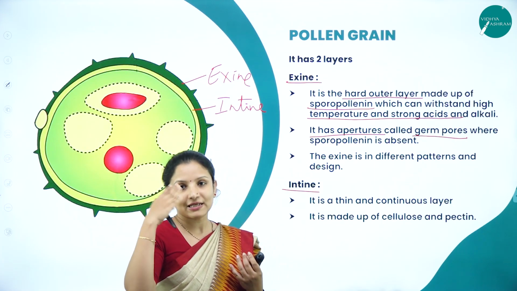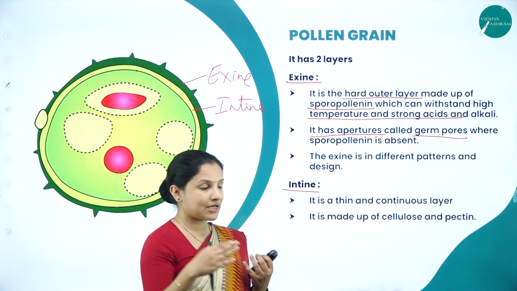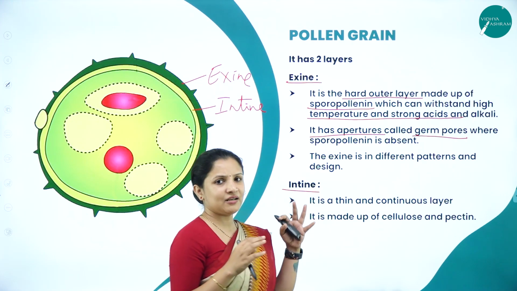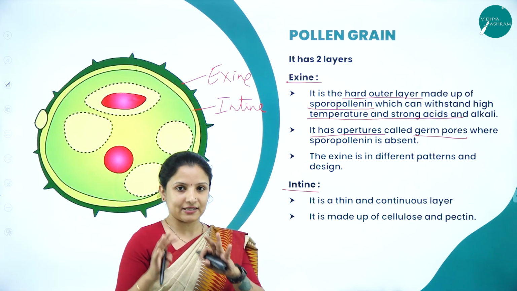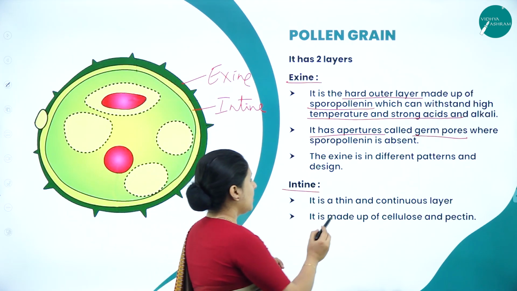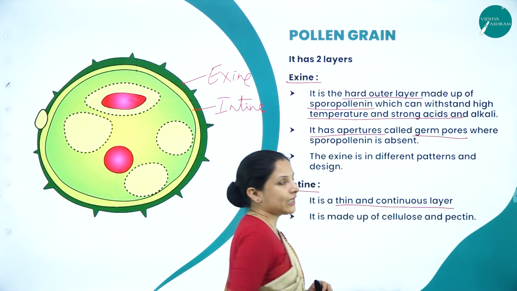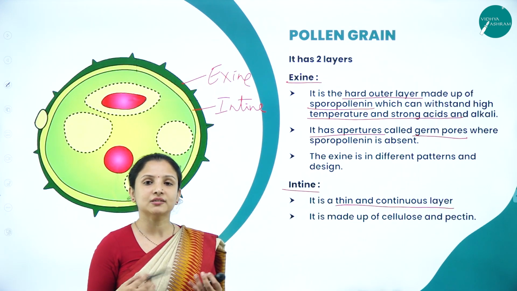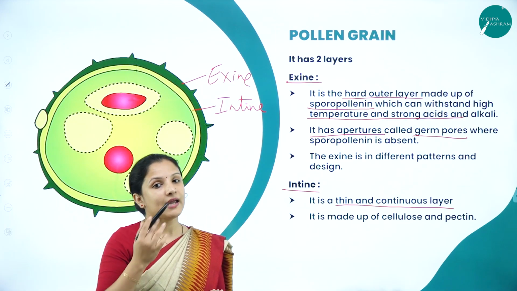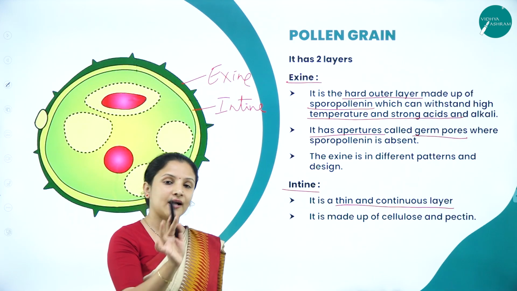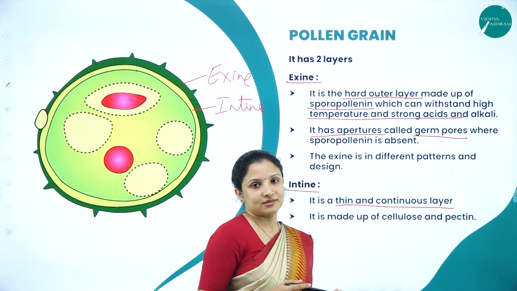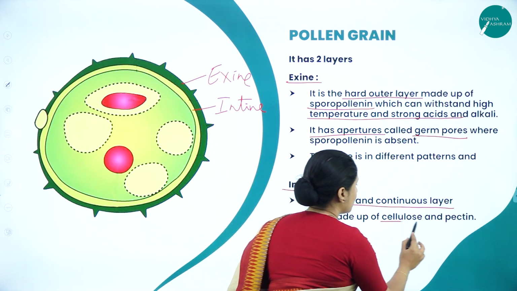Next, moving to the layer that is present below the exine, it is called the intine. Intine is not that thick as exine. It is thin and it forms a continuous layer. Why is intine a continuous layer? Because it doesn't have any germ pores or apertures. Therefore, it is a continuous layer. And what is it made up of? It is made up of cellulose and pectin.